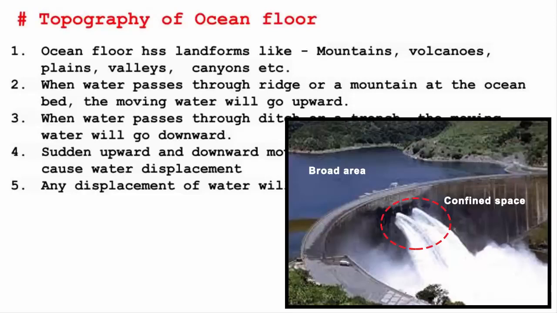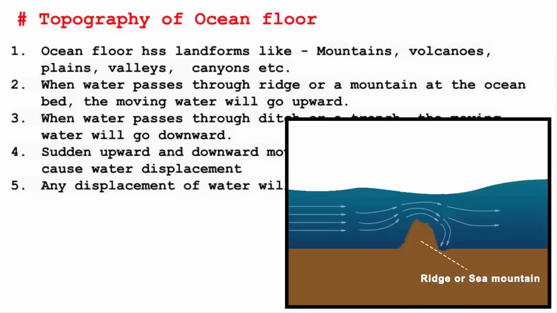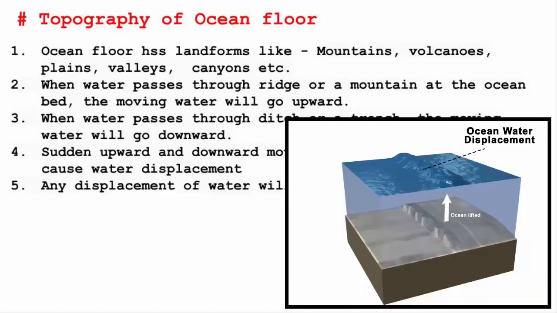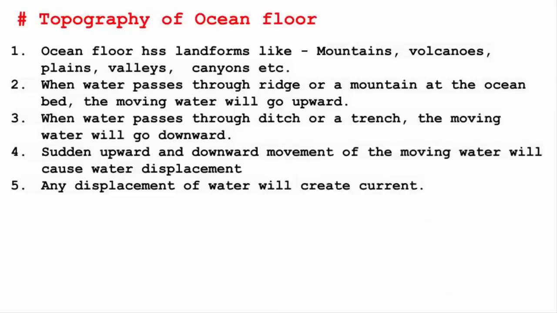Because the mass of the water is so heavy, when it passes through a narrow opening, it creates a very strong current. Similarly, if there is a ridge or a mountain at the ocean bed, the moving water will go upward. Likewise, if there is a ditch or a trench, the moving water will go downward. Now this sudden upward and downward movement of the moving water causes water displacement, and that creates current. So these were some of the factors that influence the movement of ocean water.